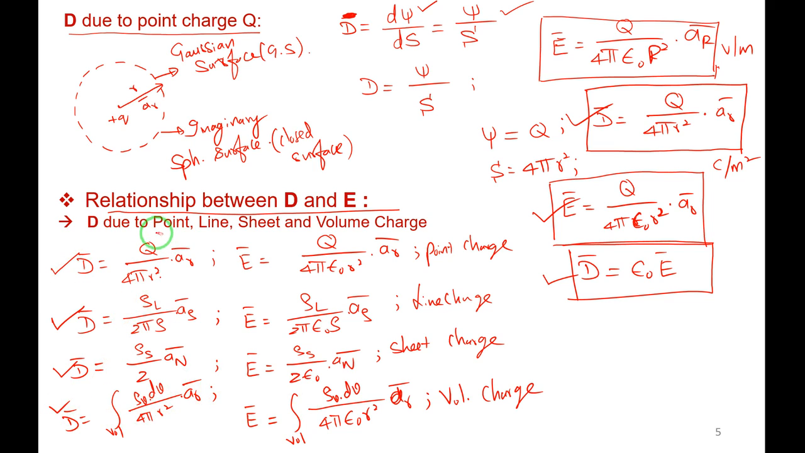So we have seen the electric flux density D due to point charge, line charge, sheet charge, and volume charge. We know the electric field intensity due to point, line and so on, and we know the relationship between D and E. Using that relation, we have seen the electric flux density due to point, line, sheet, and volume charges. But we have derived the electric flux density D due to point charge earlier, and it is D equal to Q by 4 pi r square into a R. I hope you understood the relationship between the electric flux density and the electric field intensity.